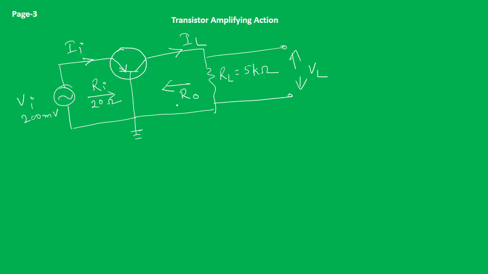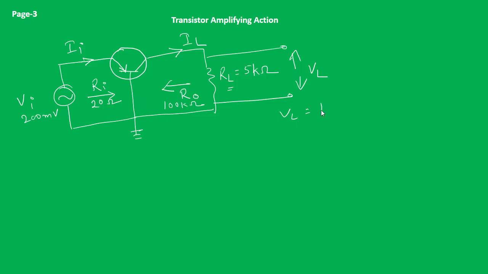So R naught, let us consider say 100 kilo ohms. When we consider this R naught and RL, we find that they are in parallel. So the parallel equivalent resistance will be equivalent to this lower resistance, since R naught is quite high. So the output appearing across RL is the current into RL.